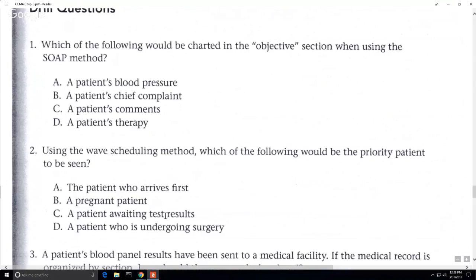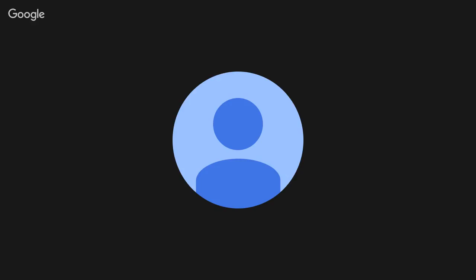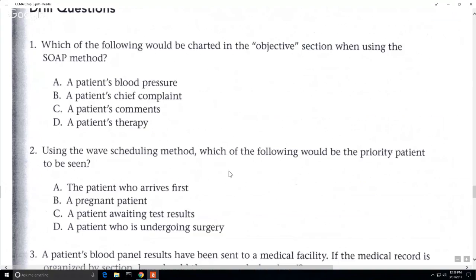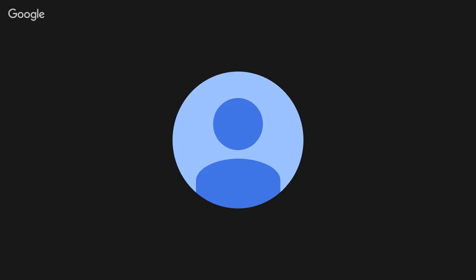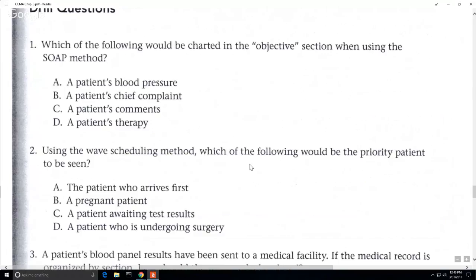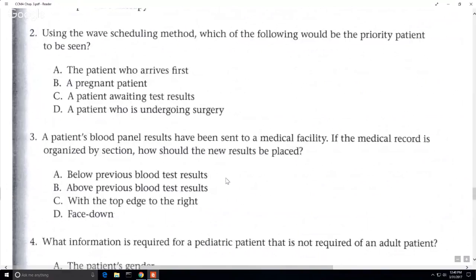So using the wave scheduling method, which of the following would be the priority patient to be seen? See, now the triage question. Which of the following would be the priority patient to be seen? Who will go first? The patient who comes first. It's wave scheduling, okay? The patient who arrives first. That's what I said. Yes, A. Because it's first come, first served. Right.